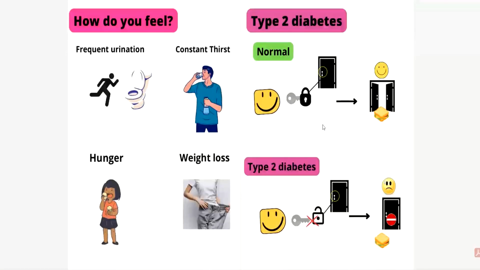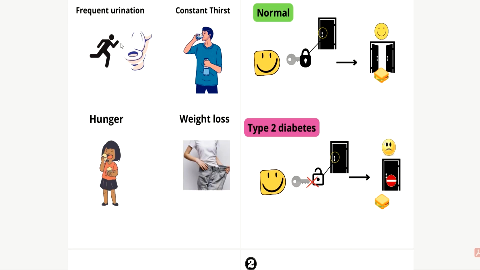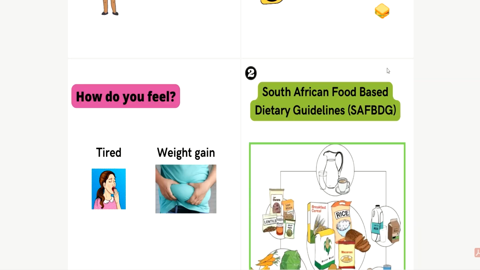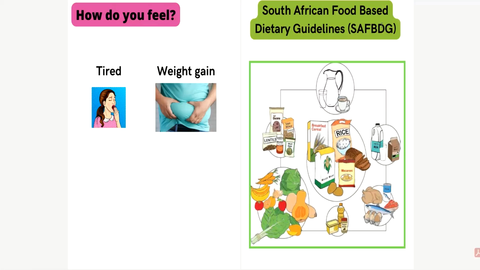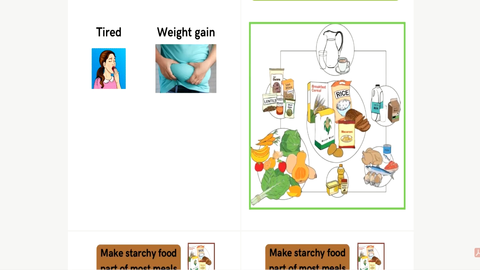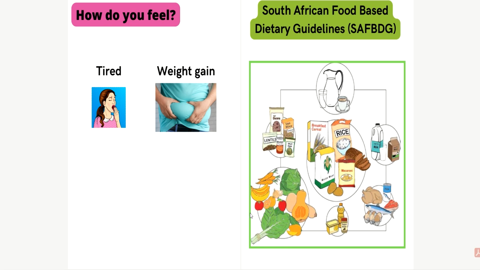I go on to explain how you're going to be feeling if you do have diabetes or symptoms of diabetes: frequent urination, guy running to the toilet, constant thirst, weight loss, etc. And then I go on to explain type 2 diabetes. Then I use the South African food-based dietary guideline. I outlined it with green to show that it is something that's good. And the image itself tells you the portion sizes. It's representative of the portion size. The veg is really huge, like a big circle, which means we need it a lot. We also have starch, proteins, dairy, etc.